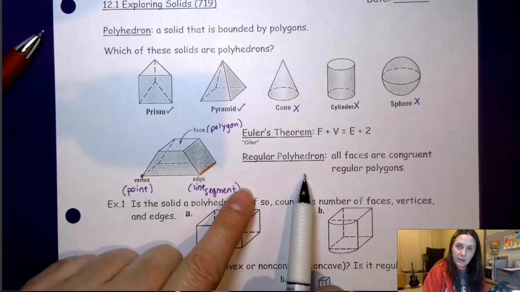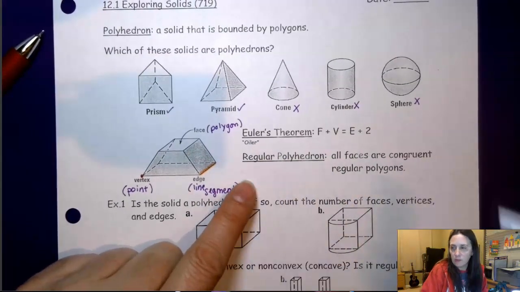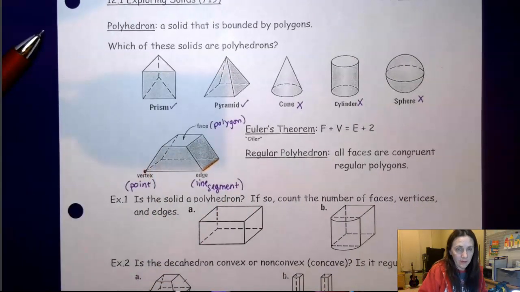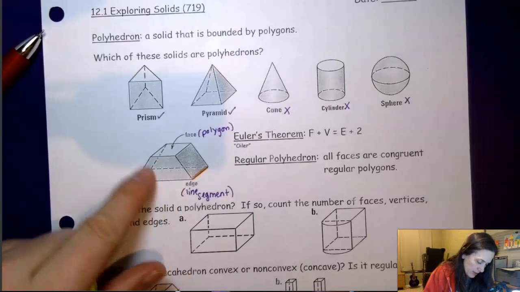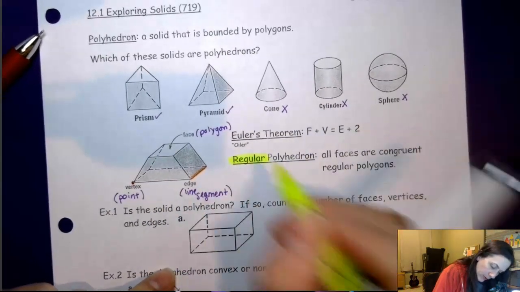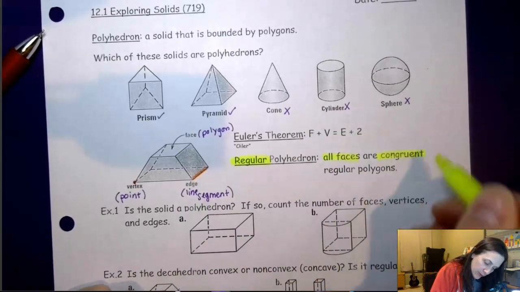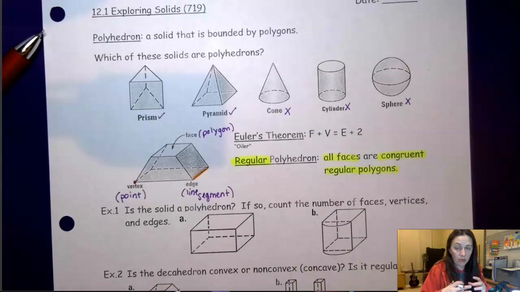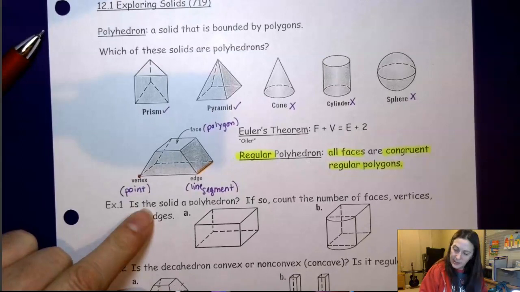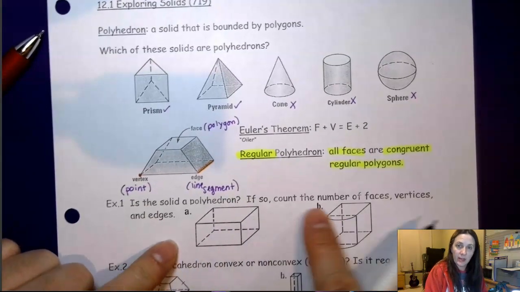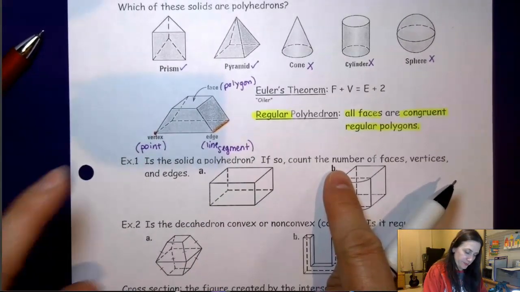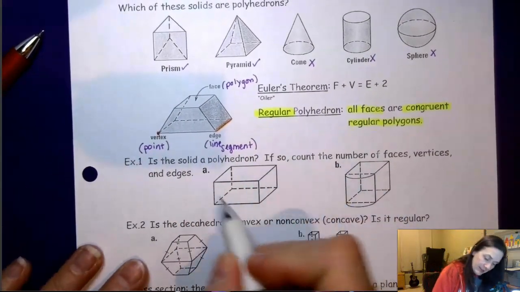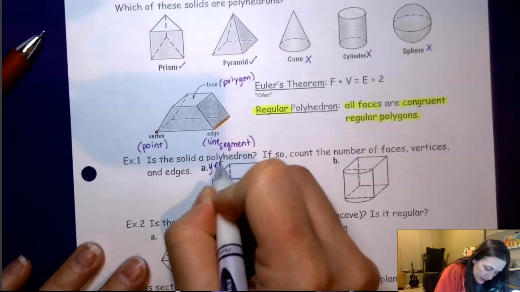Okay, a regular polyhedron, all faces are congruent if it's regular. Is this one regular? No, it is not. You have some trapezoids, you have some rectangles. If it were regular, however, all faces are congruent regular polygons. So triangles, squares, regular hexagons, things like that. Is the solid down here a polyhedron? If so, we're going to count the number of faces, vertices, and edges. So right here, decide if it is. And I'm going to say yes, it is. All of the sides are polygons.